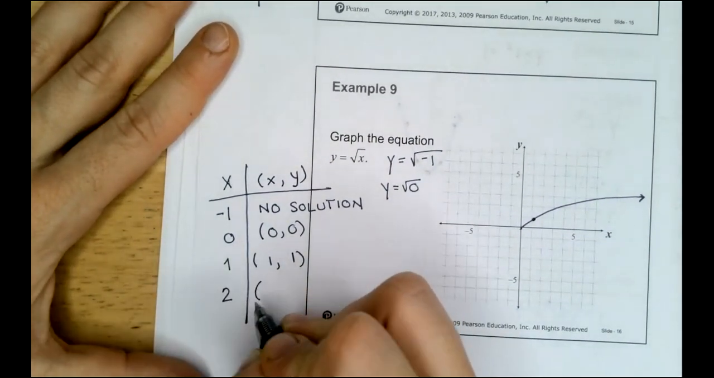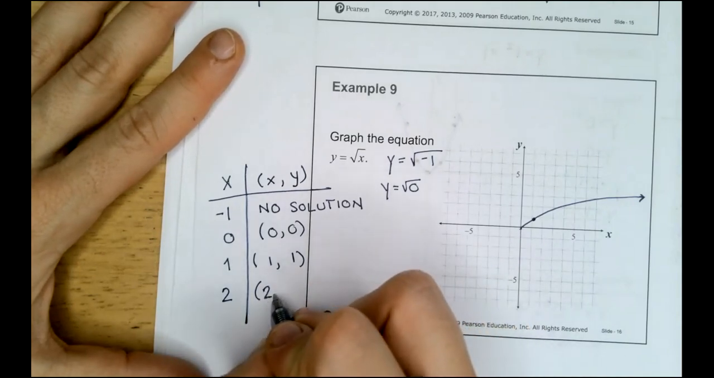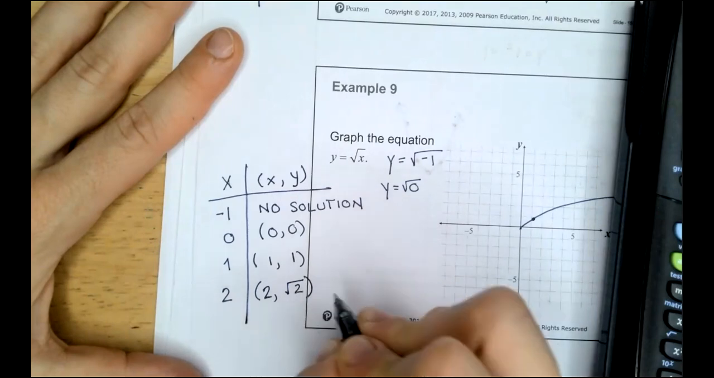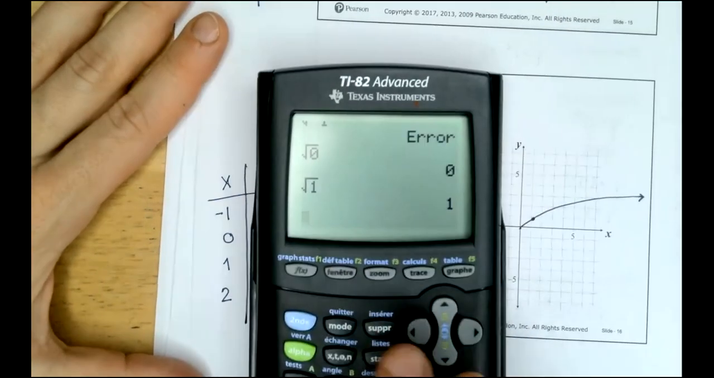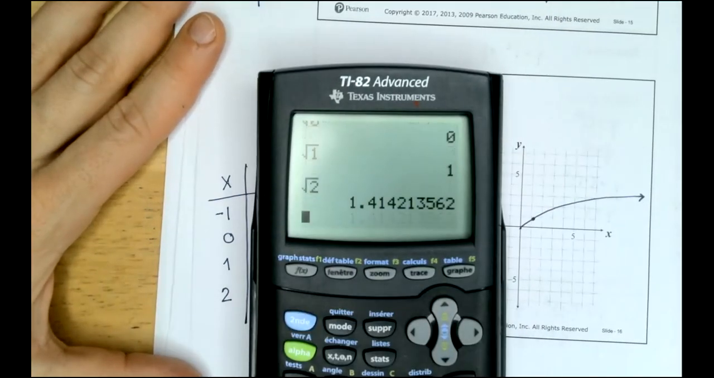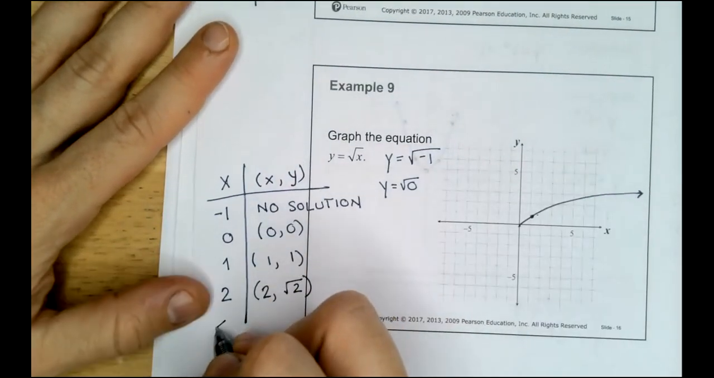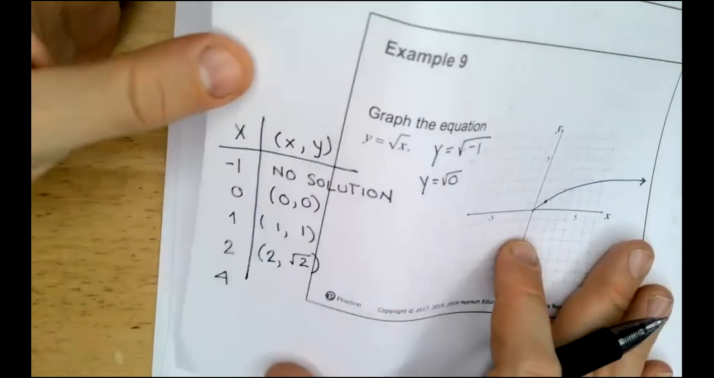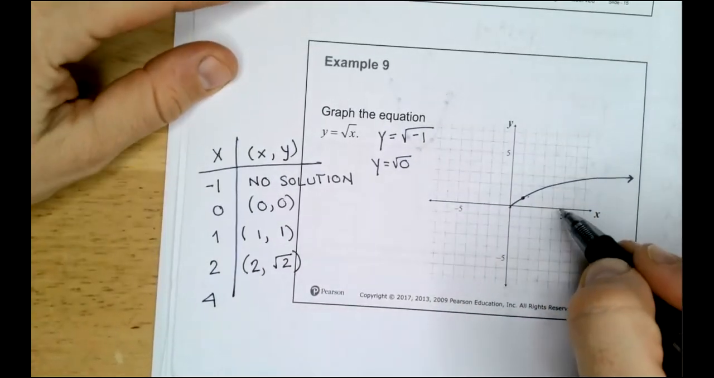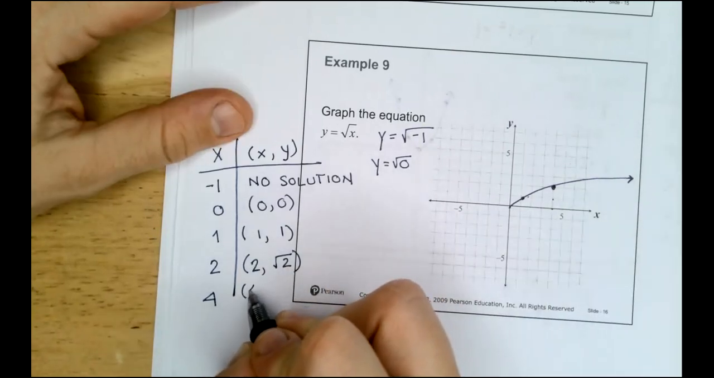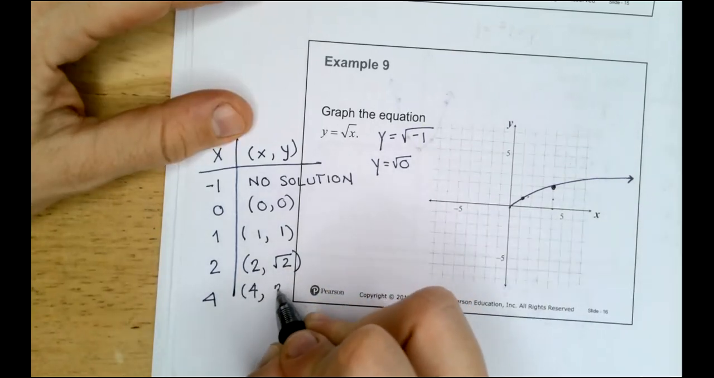But what's the square root of 2? X is going to be 2. Y is going to be the square root of 2. It's not a perfect square. It's a decimal number. The square root of 2 is 1.41, right? What about if it were a perfect square? What if it were 4? So when x is 4, way out here, y is going to be 2, because the square root of 4 is 2.